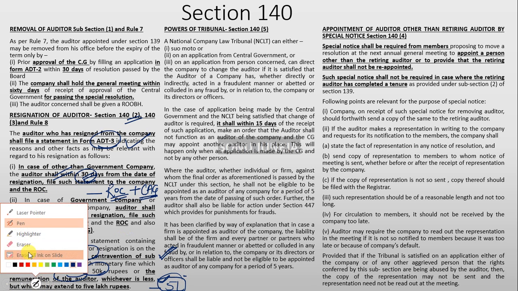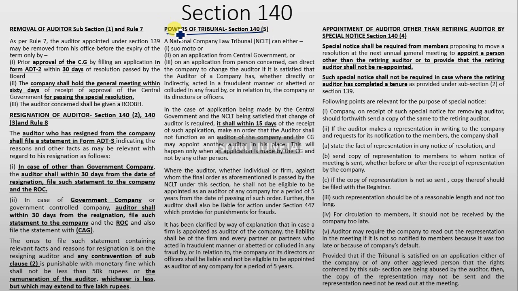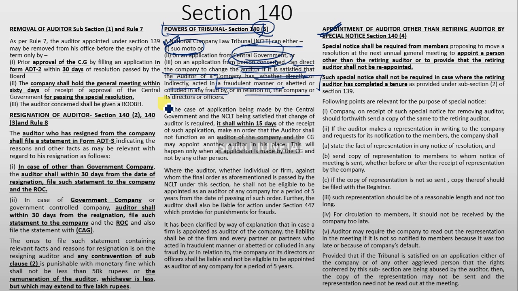Moving forward, we have the power of tribunal. So this is your subsection 5, then later on we'll discuss the subsection 4. So subsection 5 says NCLT, either on its own or on application from central government or the person concerned, can direct the company to change the auditor if it is satisfied that, whether directly or indirectly, he has acted in a fraudulent manner or abetted or conducted any fraud in relation to the company and its director or officer.